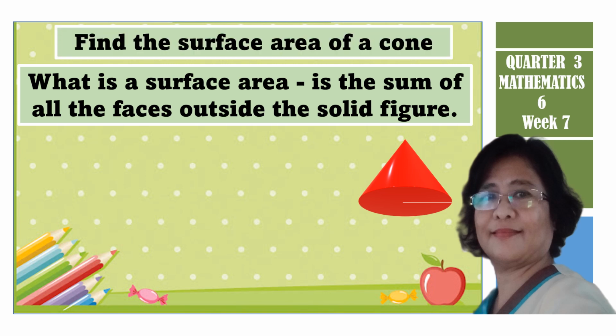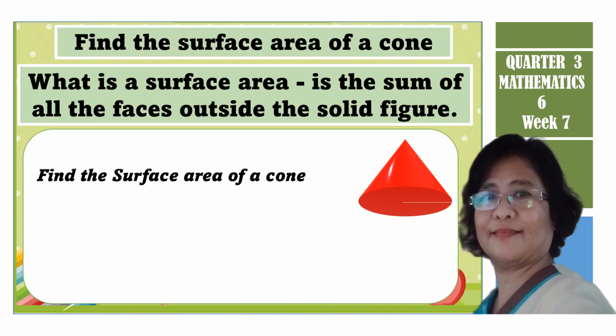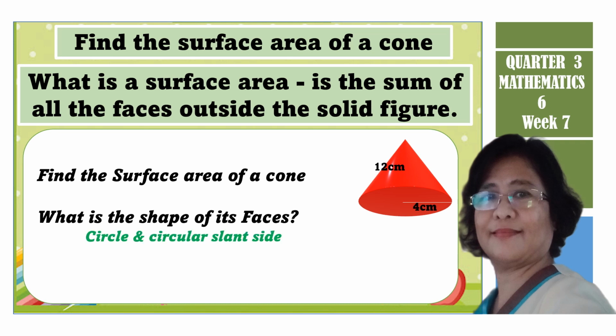The surface area for the cone. So this is our cone. Our cone has 4 radius with a slant height of 12. What's the shape of its faces? So we have the circular shape and the slant height, or the slant side. And then how many faces are there? We have 2, the circle and the slant side.